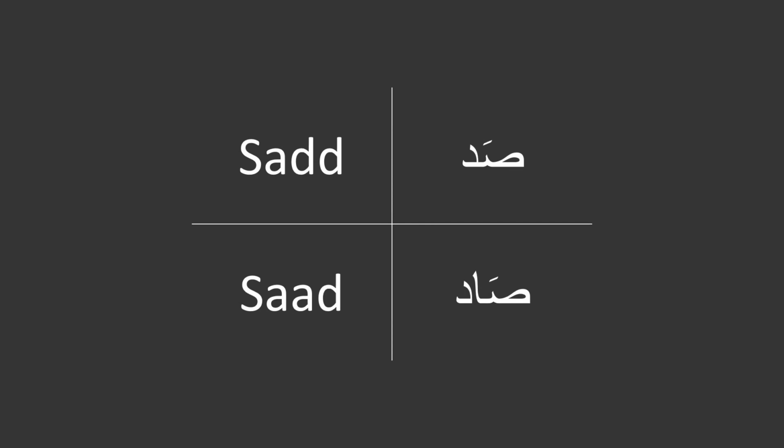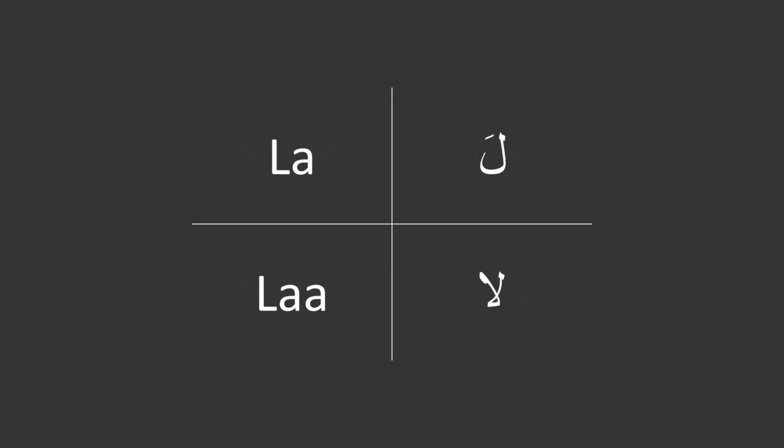Can you now tell the difference between the two following words? Sad, saad. What about this example? Can you tell the difference? La, laa. As we have mentioned in the first lesson, laa means no.